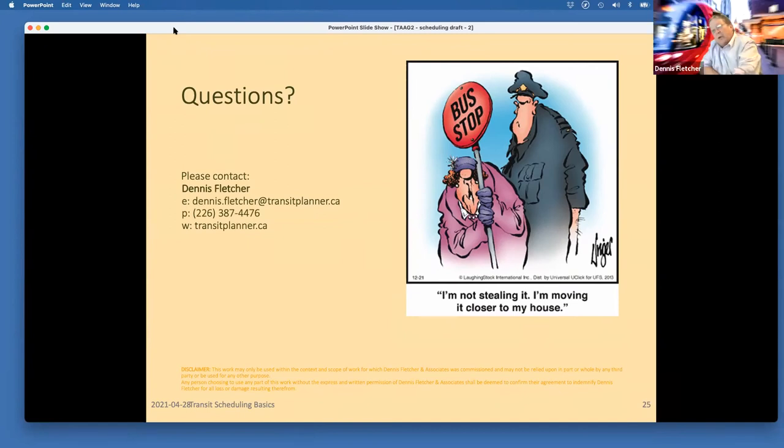Yeah, I think we're starting to see that with the on-demand programs for first mile, last mile, and low demand areas. And it's a fairly short step to take those from having a driver in the vehicle to having an autonomous vehicle.